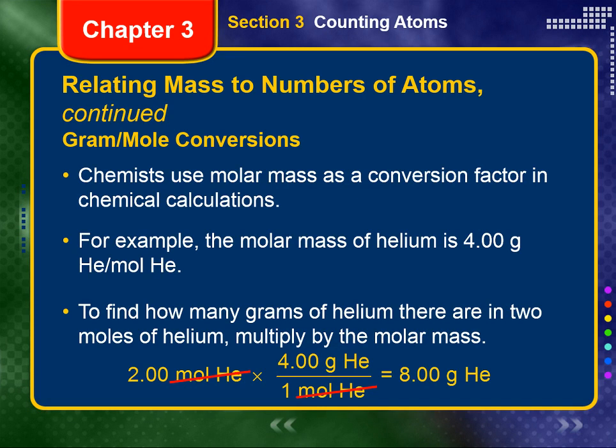Gram to mole conversions. Chemists use molar mass as a conversion factor in chemical calculations. For example, the molar mass of helium is 4.00 grams of helium per mole of helium. To find how many grams of helium there are in 2 moles of helium, multiply by the molar mass.